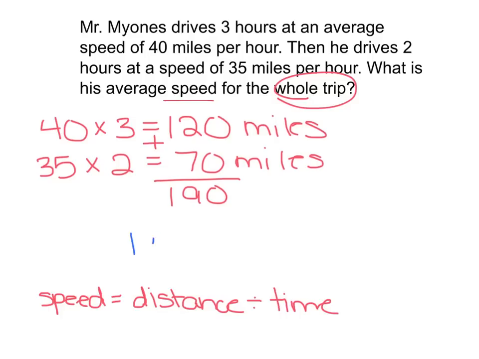So we did a total of 190 miles divided by the total time. Well, we know he drove 3 hours at first and then 2 hours at the second part. So he drove a total of 5 hours. So the distance divided by time, 190 divided by 5.